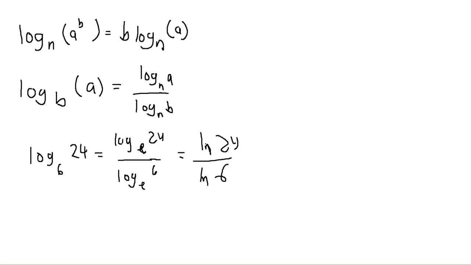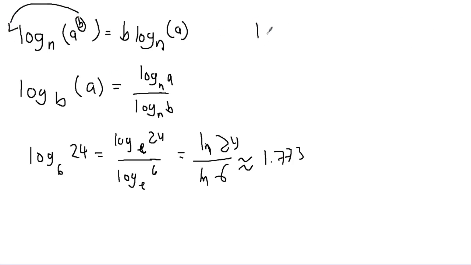ln of 24 is 3.178, and ln of 6 is 1.79. So ln of 24 divided by ln of 6 is equal to roughly 1.773. 6 to the power of 1.773 gives you 24. That's it. And if you ever see an exponent, you can basically just eat it out.